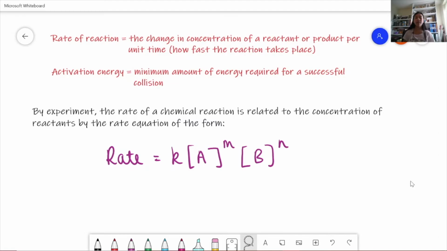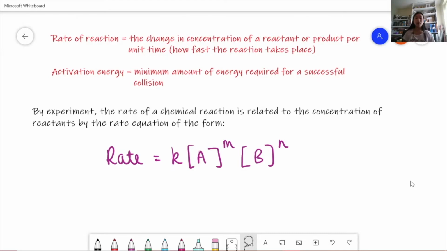We're firstly going to recap the definitions for rate of reaction and activation energy. So the rate of reaction is the change in concentration of a reactant or a product per unit time. So basically it's a measure of how fast the reaction takes place. And the definition of activation energy is the minimum amount of energy required for a successful collision. And this varies for different reactions.